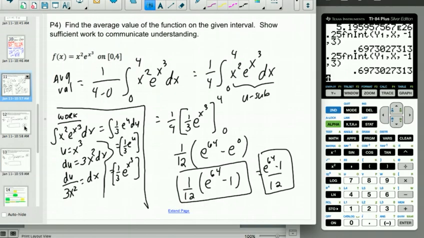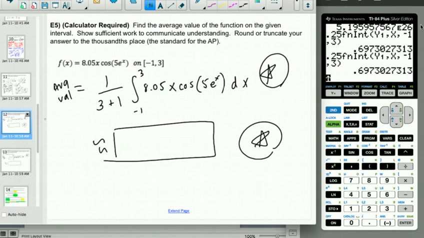We'll go back to here, right? Okay, so here's my answer to this first one. I'm going to get that this is a 0.697, and that's it. That's my answer. We go to the second one.